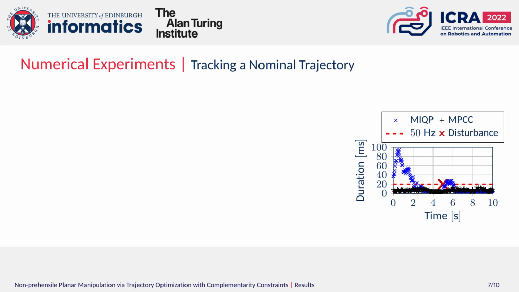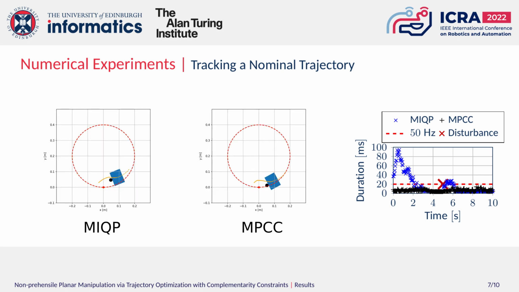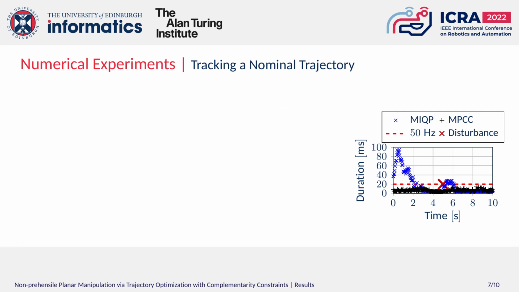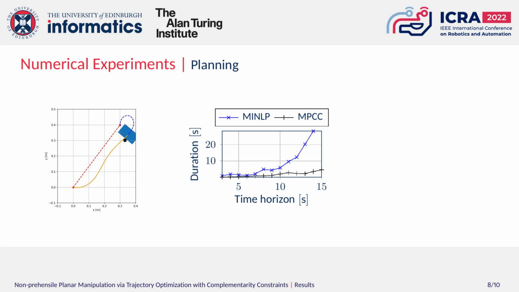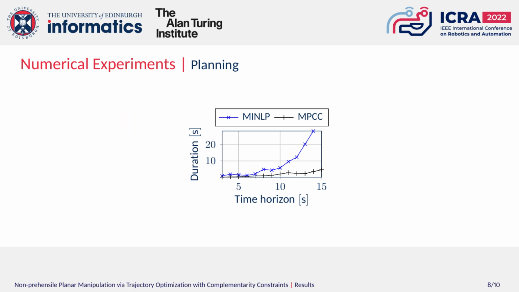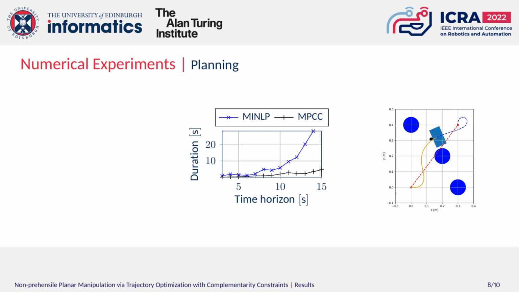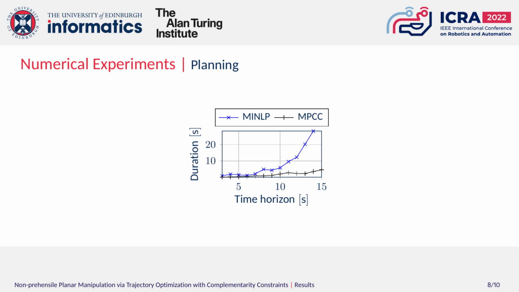We compared the MPCC approach for tracking a nominal trajectory with the mixed integer QP and realized that the MPCC method is better at handling large disturbances, both in terms of the tracking error and computation time. For planning, in comparison to the mixed integer nonlinear program, the MPCC computation time scales better with the increase in the time horizon. It is also able to handle simple obstacles, unlike the mixed integer approach.